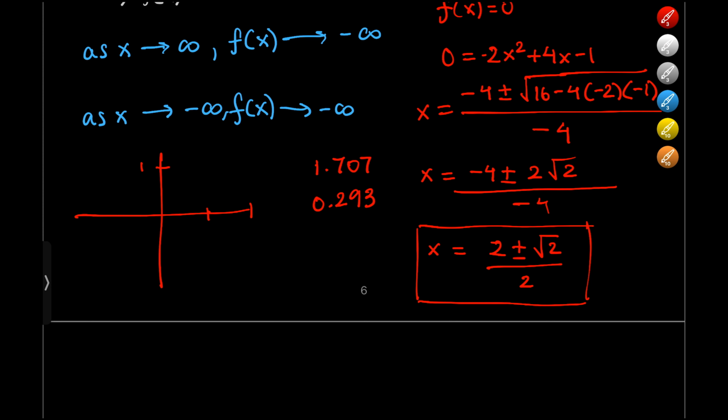So let's put that on the x-intercept. So we have 0.293 over there, and roughly 1.7 somewhere over there. And we also know that our vertex, our highest point, is at the y value of 1. So now we have 3 points, and we can now draw a sketch of this graph like that. So this is it for part A, and now let's move on to part B.